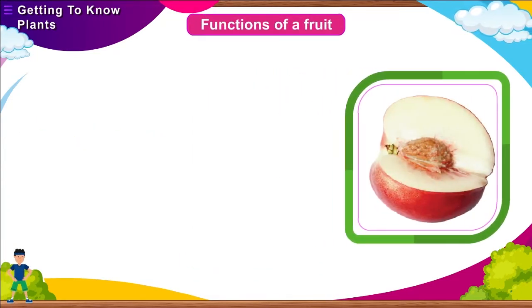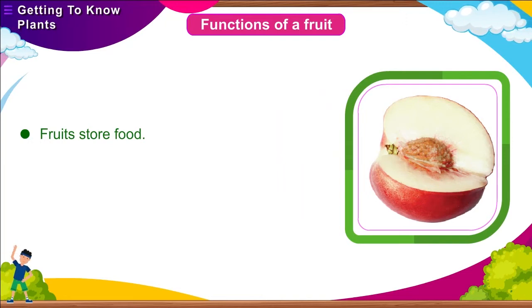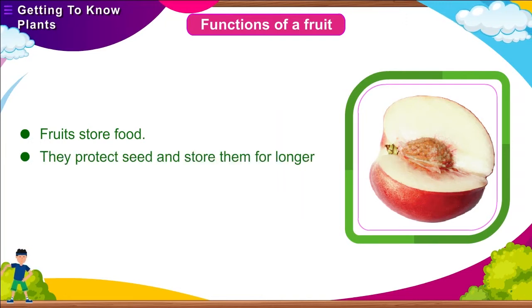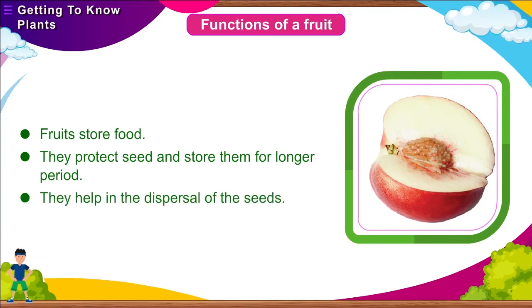Functions of a fruit. Fruits store food. They protect seed and store them for longer period. They help in the dispersal of the seeds.